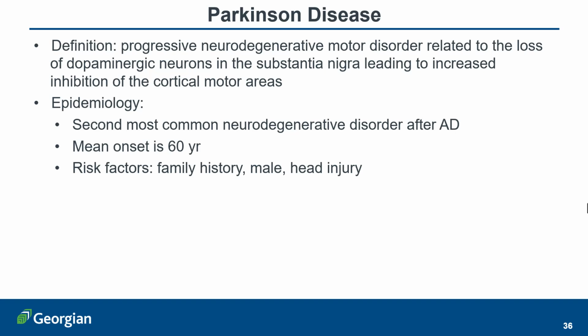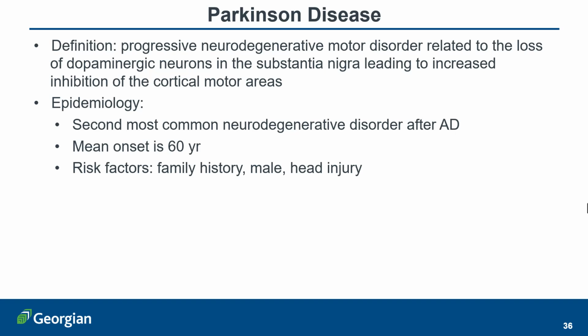Two more neurological disorders to go, the first one being Parkinson's disease. The definition of Parkinson's disease is a progressive neurodegenerative motor disorder related to the loss of dopaminergic neurons, in other words, the neurons that produce dopamine in the substantia nigra, that in turn leads to increased inhibition of the cortical motor areas of the brain.